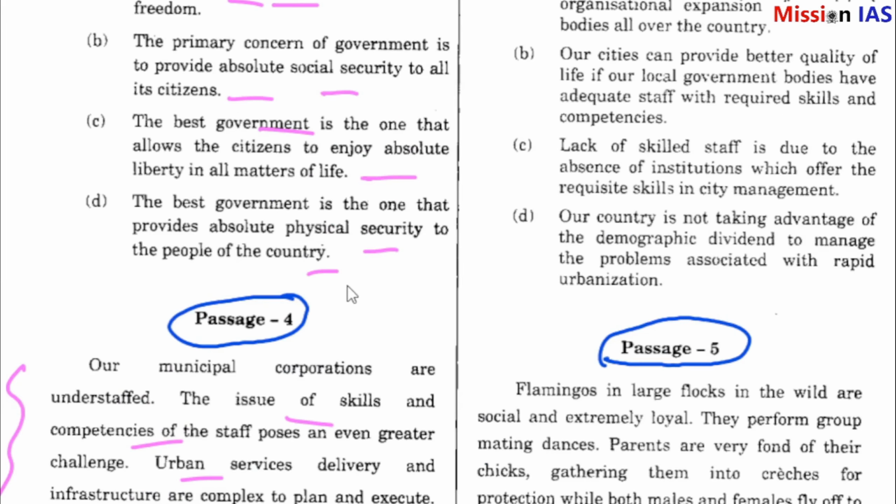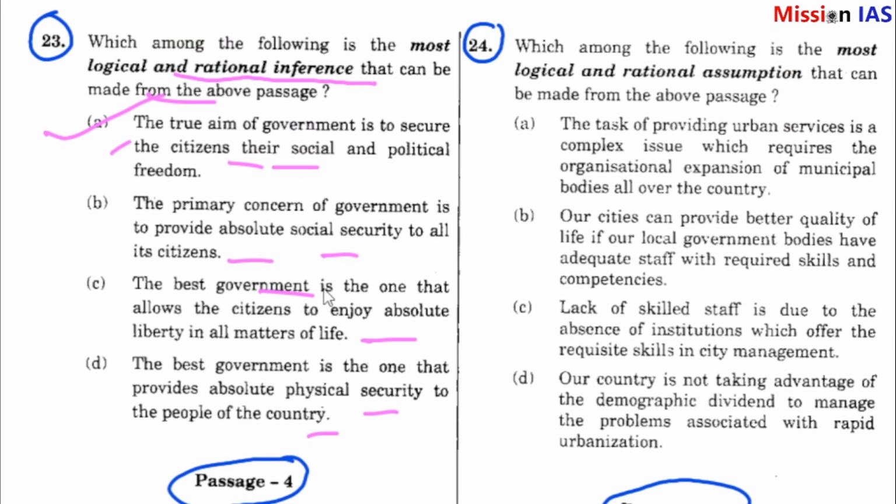So you understand what was said by the passage. So question is, which among the following is the most logical and rational assumption that can be made from the above passage? First option, the task of providing urban services is a complex issue which requires the organizational expansion of municipal bodies all over the country.